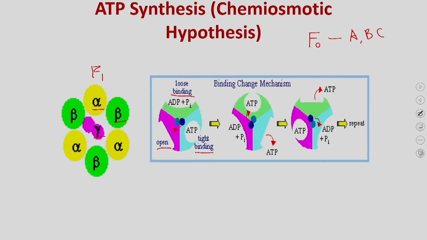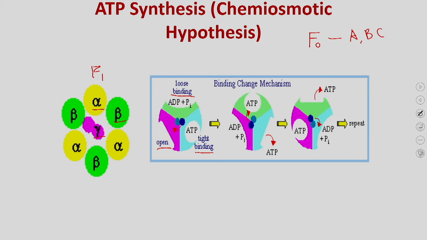receive the substrates. This open site initially gets the ADP and PI. They come and bind to this site, and then there is a conformational change in the beta subunit because of the movement of the gamma chain, and as a result the ADP and PI go and bind to the loose binding site. As soon as they bind to the loose binding site, the gamma subunit again induces conformational changes, and as a result these two molecules come and bind here in a tight conformation.